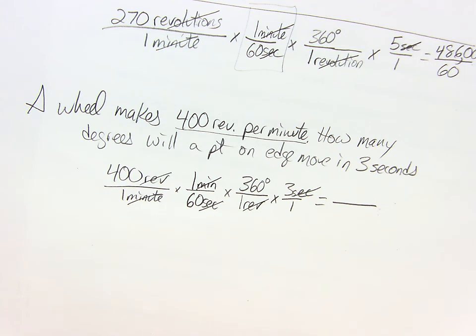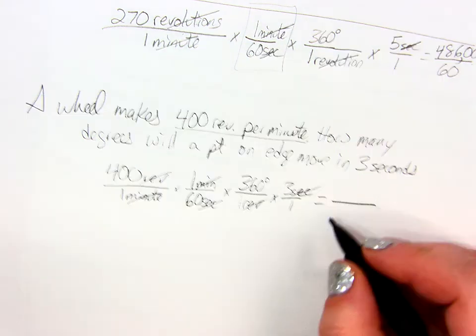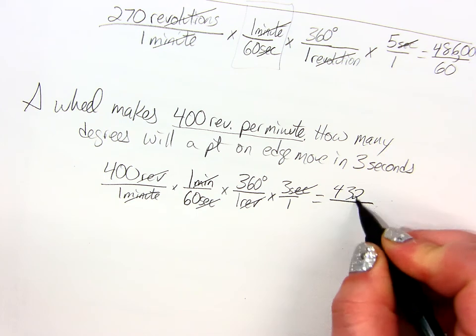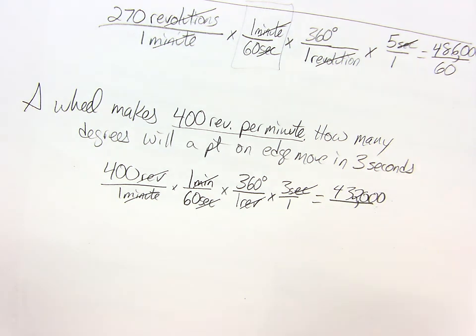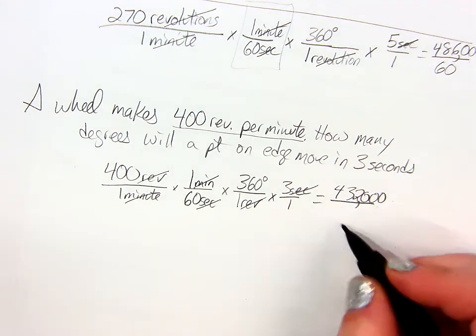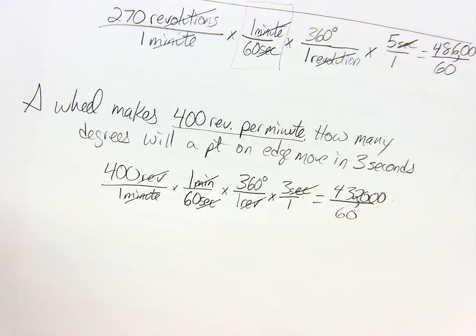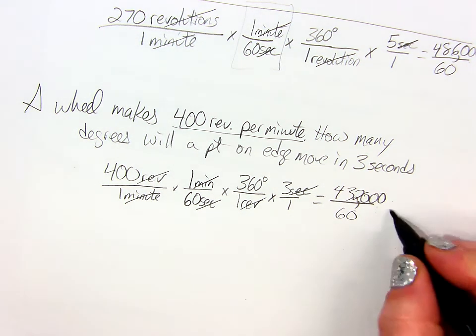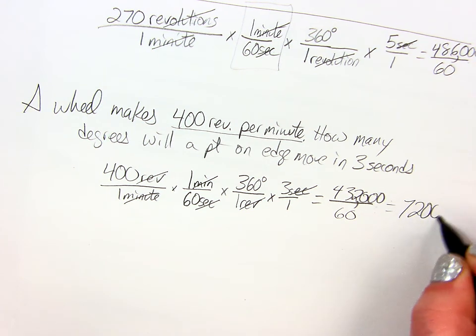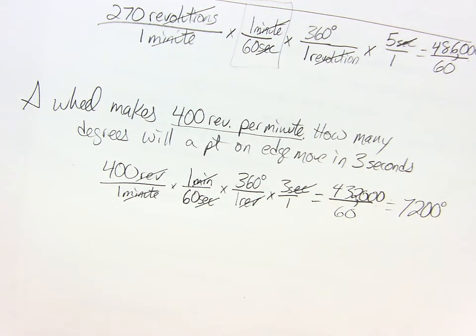Right? My question is how many degrees? So my answer should just be degrees. So the units help you out immensely. Okay? And now I just do the math. So 400 times 360 times 3, I get a numerator of 432,000, and then on the bottom I just have 60, so just divide those two. 7,200 degrees. Is that okay? All right?